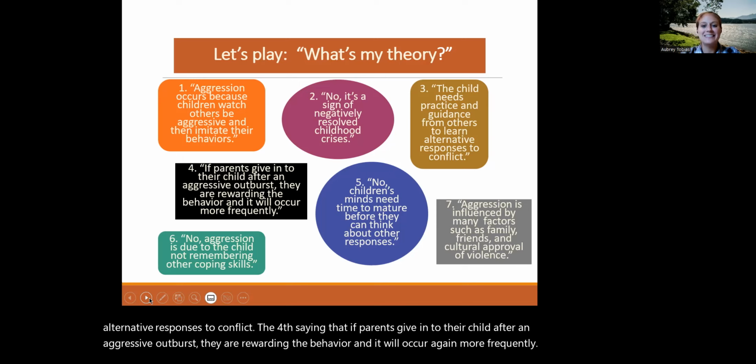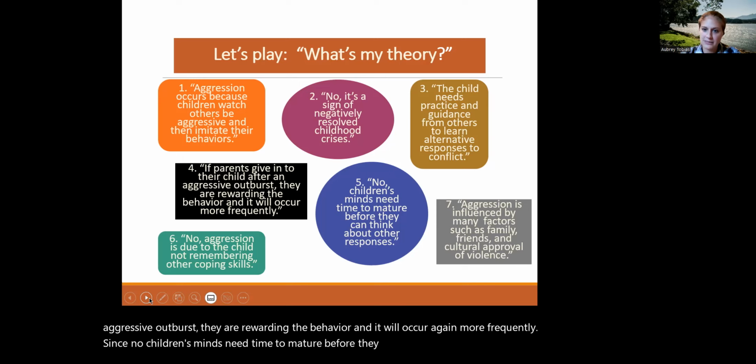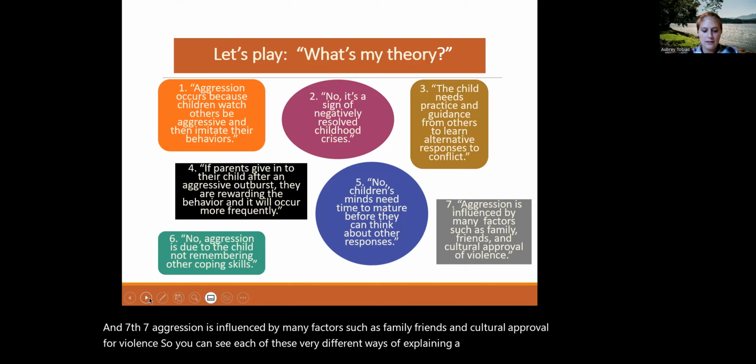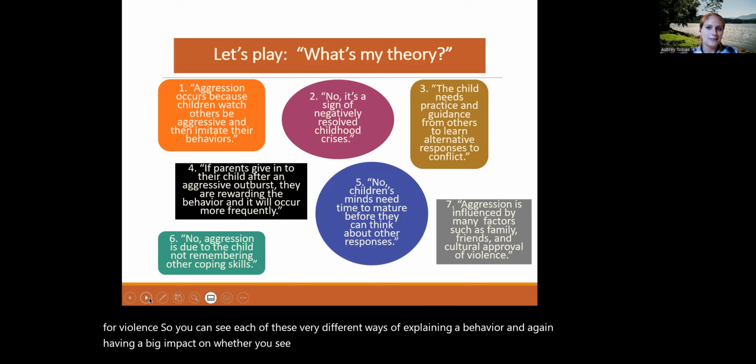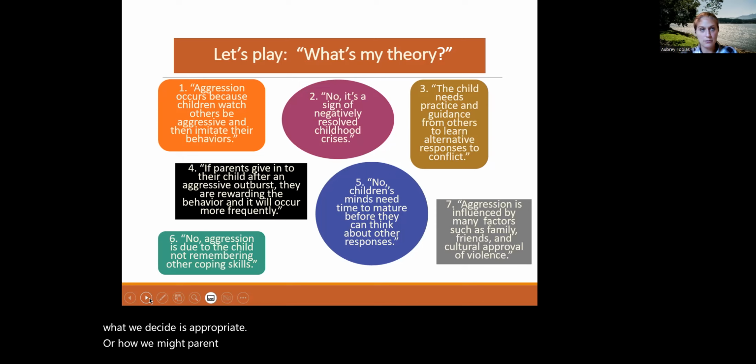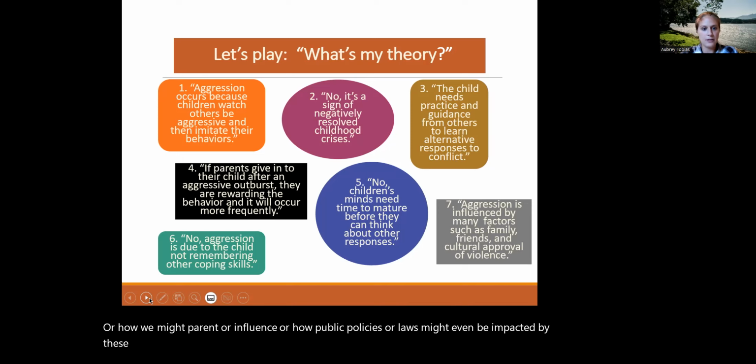Fifth, no, children's minds need time to mature before they can think about other responses. Sixth, no, aggression is due to the child not remembering other coping skills. And number seven, aggression is influenced by many factors such as family, friends, and cultural approval for violence. So you can see each of these very different ways of explaining a behavior, and again, having a big impact on whether you see that behavior as good or bad or as something that needs to be fixed. It's going to influence how we go about changing it, if that is what we decide is appropriate, or how we might parent or influence, or how public policies or laws might even be impacted by these different explanations for a behavior.